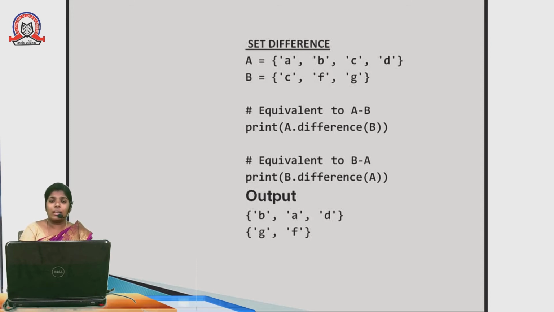And you can see here the second statement, print B dot difference of A. You are getting the output G, F, because G, F are not there in A. So only the output is G, F.